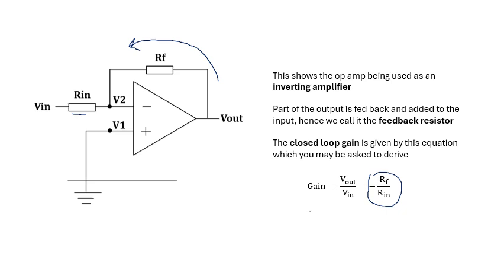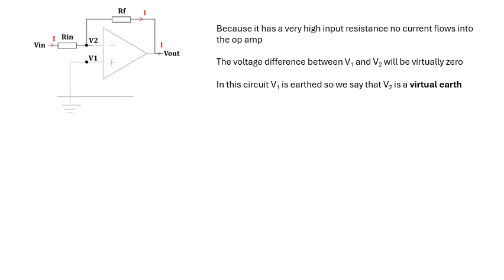Now, you need to be able to derive this equation, and it's actually pretty straightforward. So look at this. I'll have a go at deriving it. Now, because it has a very high input resistance, there's no current flowing into the op-amp. So any current that comes in here will flow straight to there. Okay, if V in is bigger than V out, then any current will flow that way, and the current through the two resistors is the same. Now, the voltage difference between V1 and V2, we said will be virtually zero. We're going to assume that it's zero.